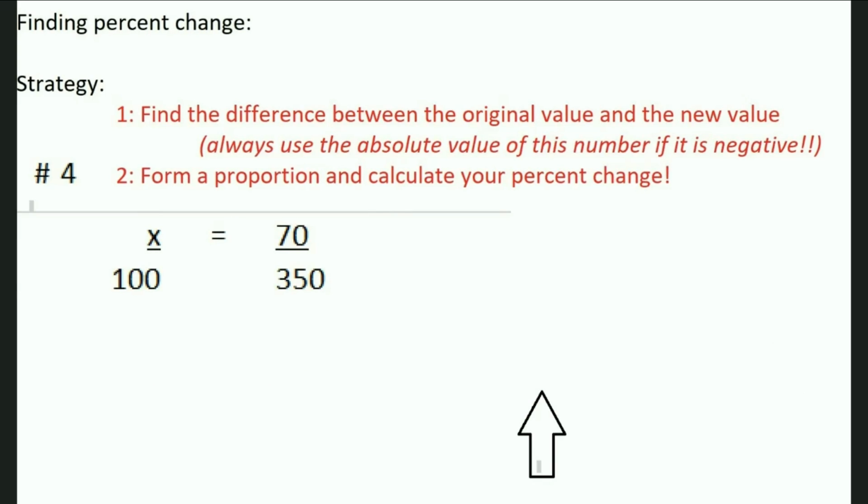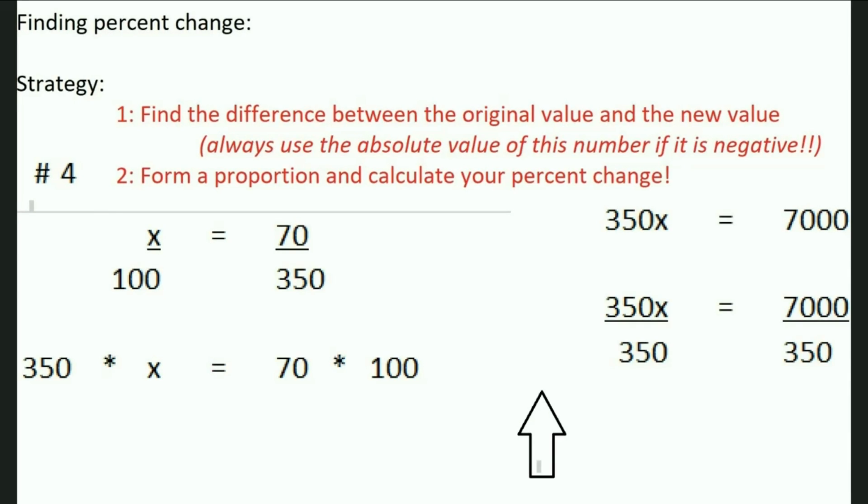x over 100 equals 70 yards of change over 350 yards, which represents our original number. So we cross multiply. 350 times x equals 70 times 100. 350x equals 7,000. Divide both sides by 350 and you end up with x equals 20. So that represents a 20% increase from 350 yards to 420 yards. All right, going on to the last one.